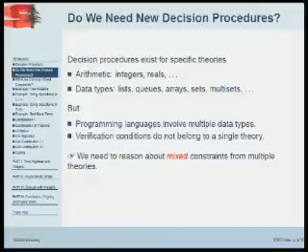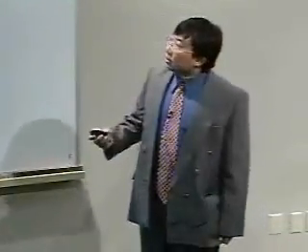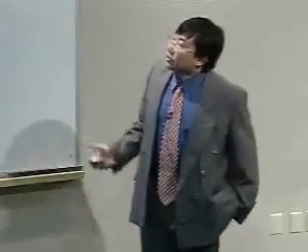So why do we need new decision procedures? We have many decision procedures floating around already. For example, in arithmetic, we have decision procedures for integers and for reals. We have decision procedures for data types such as lists, queues, arrays, sets, and multisets.